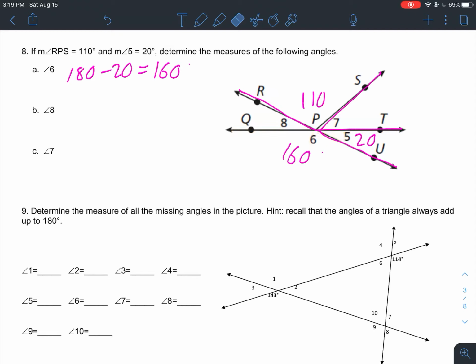Now to get angle 8 and angle 5, remember what those are called? Those are called vertical angles, and vertical angles are always congruent. So if angle 5 is 20, angle 8 is 20.